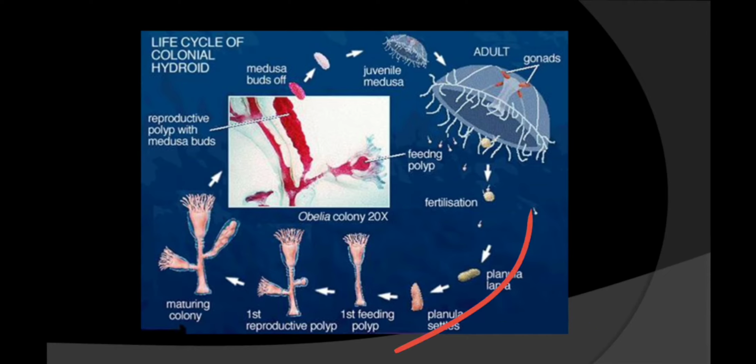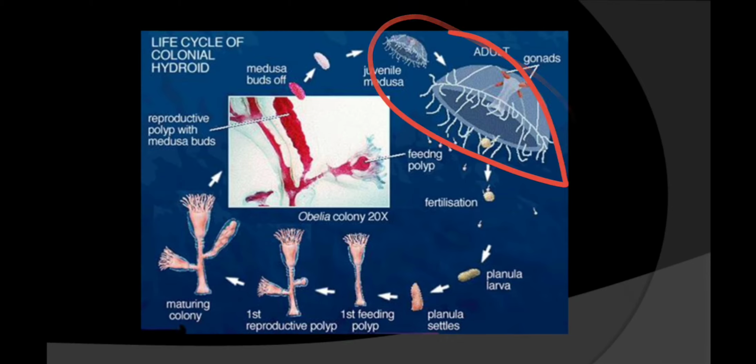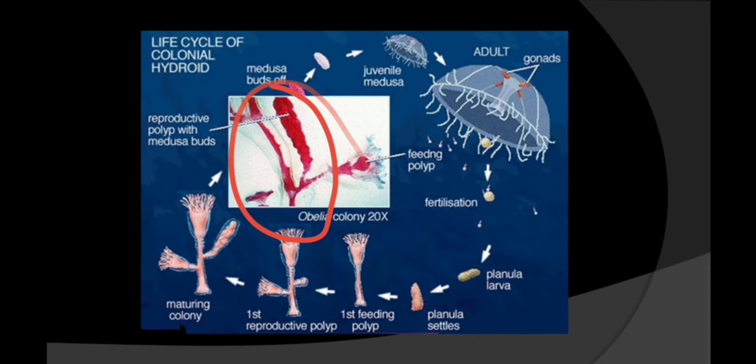Now this larva grows and gives rise to the polyp. So medusa sexually forms the polyp, whereas polyp asexually forms the medusa. So here in Obelia you will find both the life forms, medusa as well as polyp form.